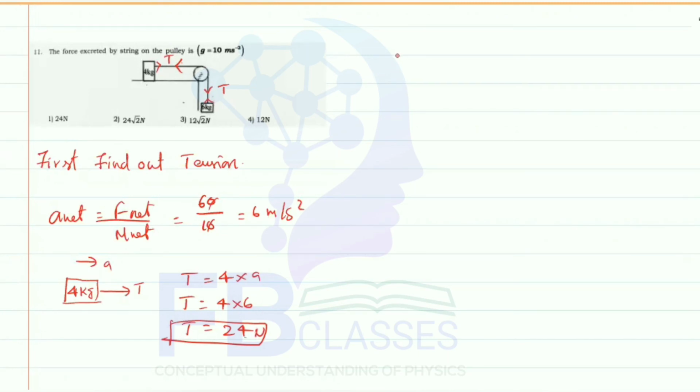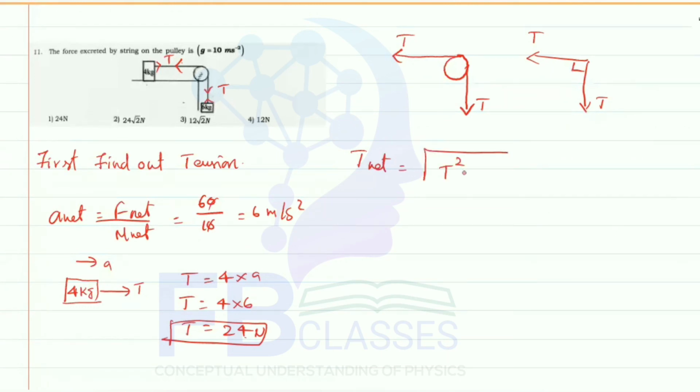Now I am going to draw the free body diagram of the pulley. So downwards is tension T and backward is tension T. Now we have to find out the net tension by vector addition. So they are at 90 degrees, perpendicular to each other. So now T net is equal to root of T square plus T square. Now it becomes root of 2T square.